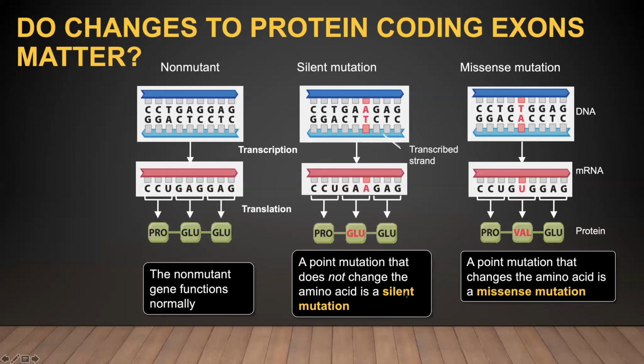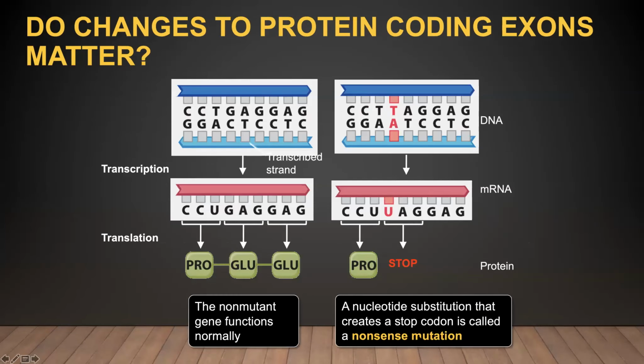We have the silent mutation, which doesn't alter the protein, the amino acid sequence, so our protein remains unchanged. We have a missense mutation, which does cause a change in the amino acid sequence of our protein, which can lead to a misfunction of our protein. And the last one is a nonsense mutation, which inserts a premature stop codon, and this definitely will impact our protein formation and give us a non-functional protein.